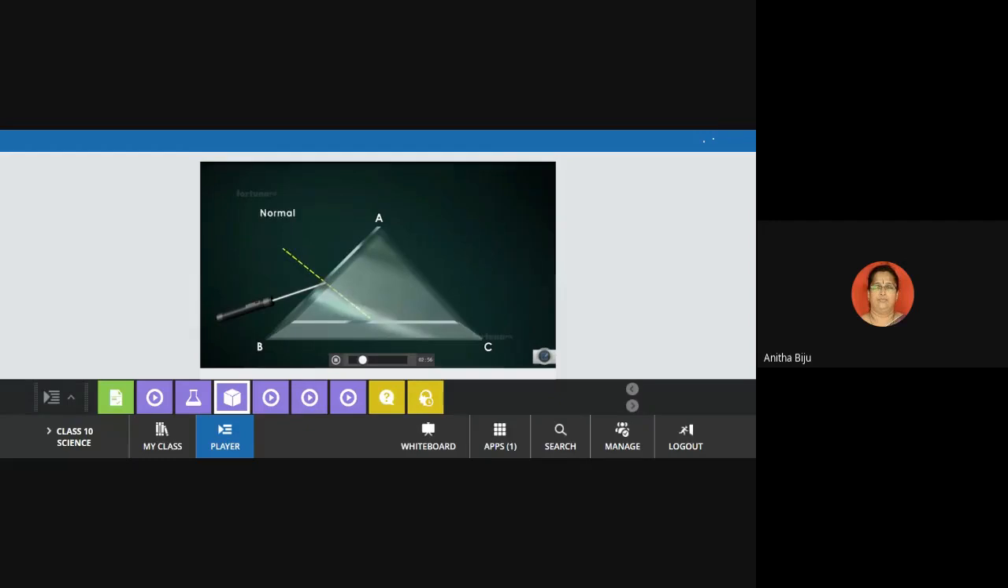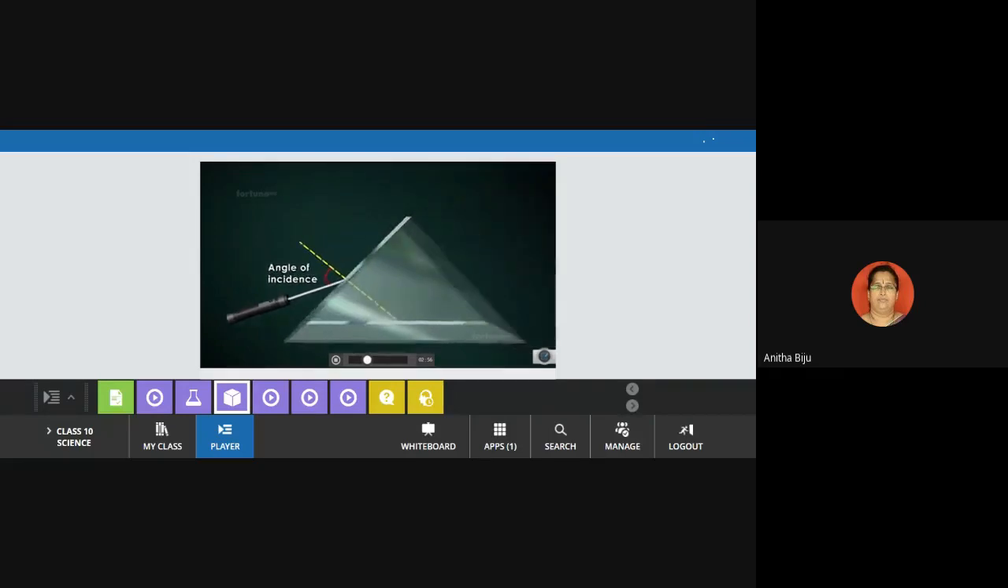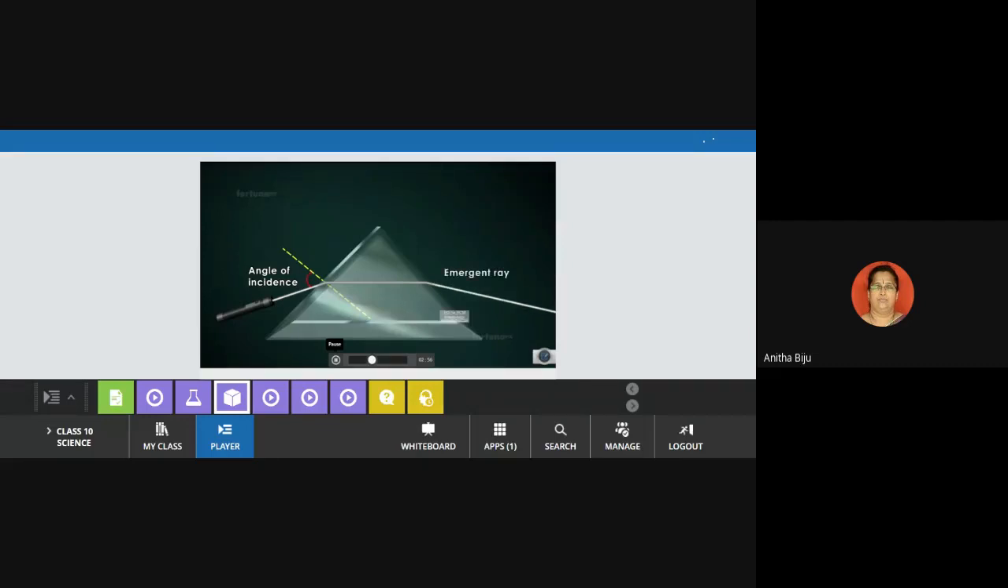Let's draw the normal, an imaginary line perpendicular to the face of the prism. The angle between the incident ray and the normal is called the angle of incidence. Inside the prism, the light ray will bend towards the normal at an angle and will continue to strike on the other face of the prism. The light ray then will emerge out of the second face as an emergent ray, bending away from the normal line. The angle between the emergent ray and the normal is called the angle of emergence.